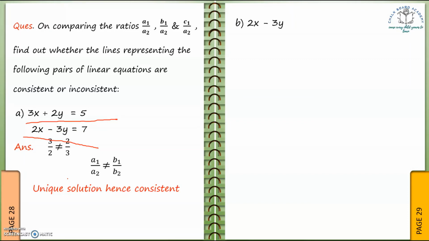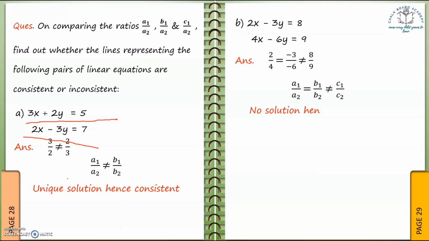Now moving forward, we have another equation, 2x minus 3y is equal to 8, 4x minus 6y is equal to 9. Here we will be forming ratios again. So let's look into the ratios here. 2 by 4 is equal to minus 3 by 6, which is actually equal to 1 by 2 after simplifying. Then they are not equal to 8 by 9. That means they are parallel to each other, and when they are parallel, they do not have any common solution, so they are inconsistent to each other.